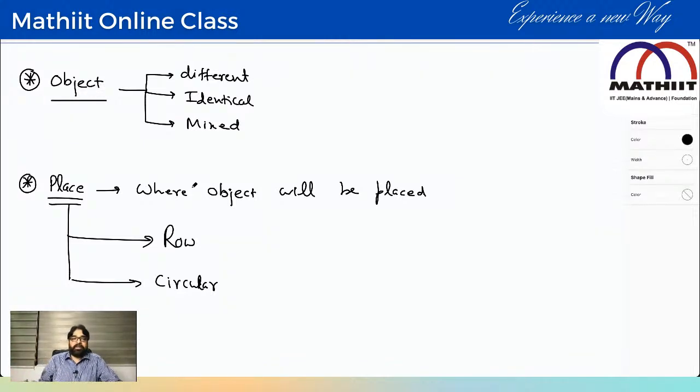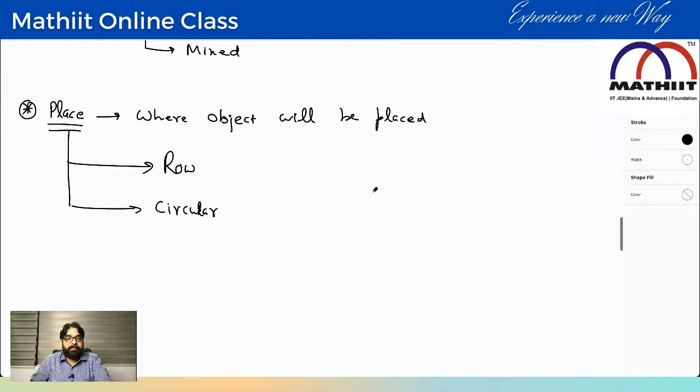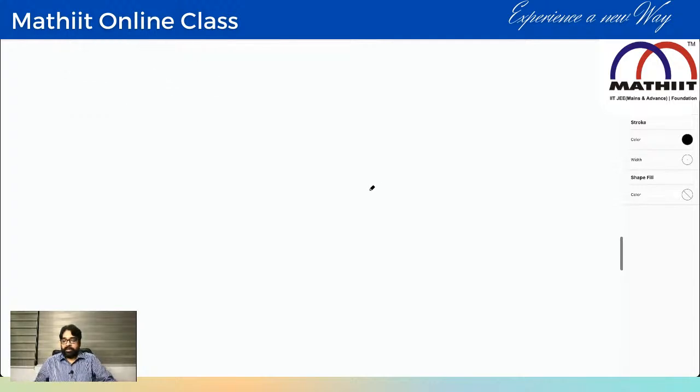Right? This is the meaning of the object and place. Now let's understand the meaning of this, how to use this one for counting. We are doing only counting.